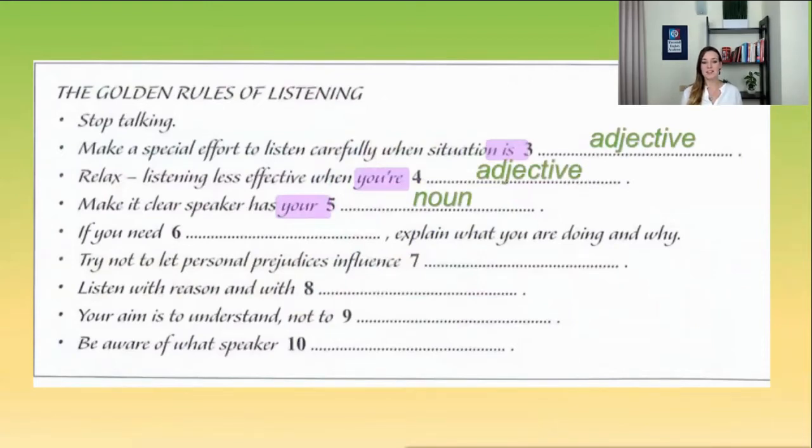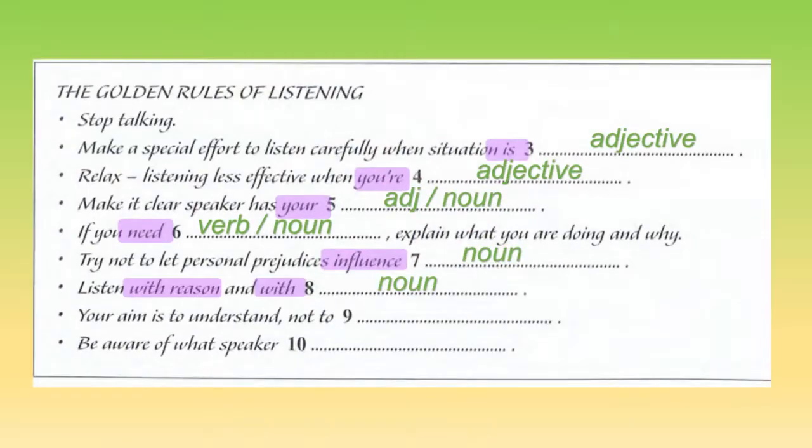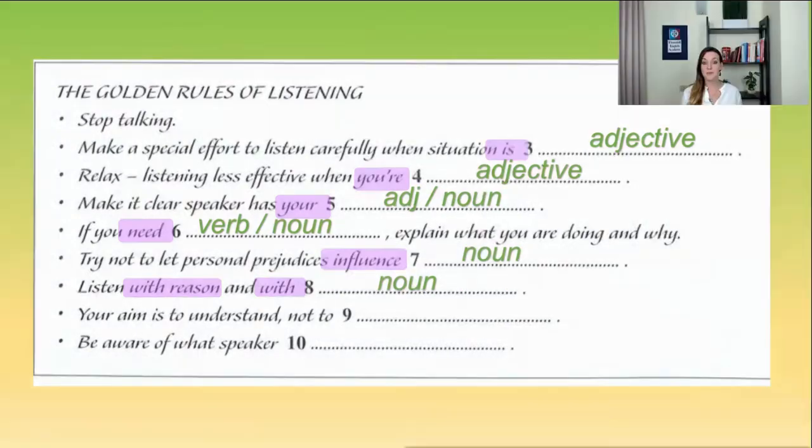In number 6, if you need, well, we could need to do something, so it could be a verb, or we just might need something, so it could be a noun. Number 7, try not to let personal prejudices influence. This is likely to be a noun. Number 8, we have listen with reason, and then we have with again. So we can guess from this that we're going to have another noun.